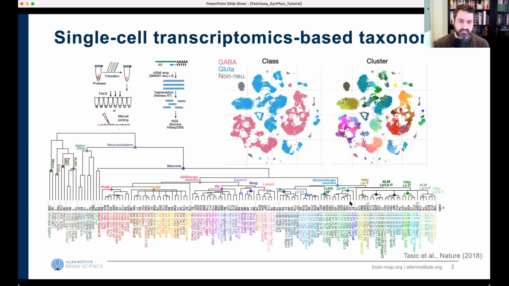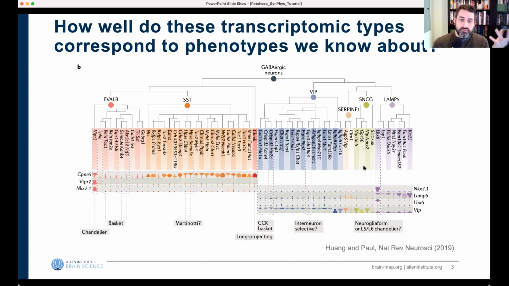That brings up the question, how do these transcriptomic types correspond to phenotypes that we already know about? Which of these transcriptomic types corresponds to a basket cell or a Martinotti cell, and how different are these different transcriptomic types from each other? In some cases, you can make that connection pretty clearly. For example, this parvalbumin Vipr2 cell type expresses a set of markers that are pretty unusual and unique and correspond to the well-known, also quite unusual cell type known as the chandelier cell.